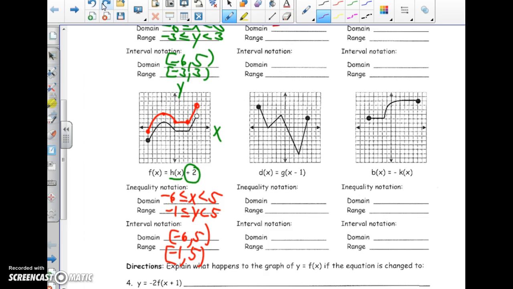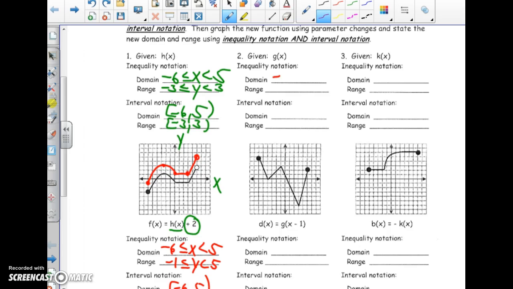Okay, so here's what you've just discovered. Whenever you take the function and you add or subtract a number to the outside of the function, what does it do to its graph? It either moves it what? Up or down, right, depending on what the number is. Okay, all right, so here we go.